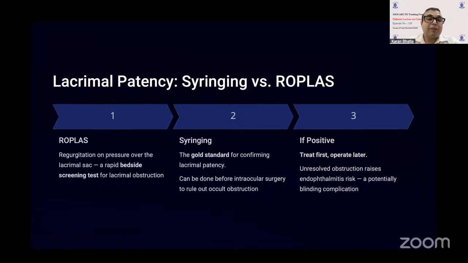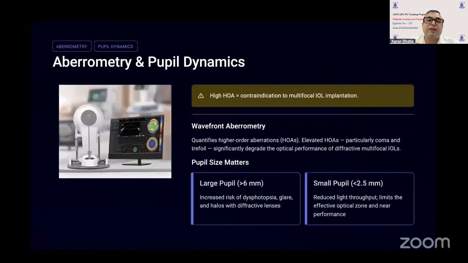So coming to lacrimal patency, most of us only just do a regurgitation test. Syringing, however, is the gold standard, and whenever in doubt, you need to do that. Treat first the dacryocystitis part and then operate. And there should not be any infection, because there's a risk of endophthalmitis in such cases.